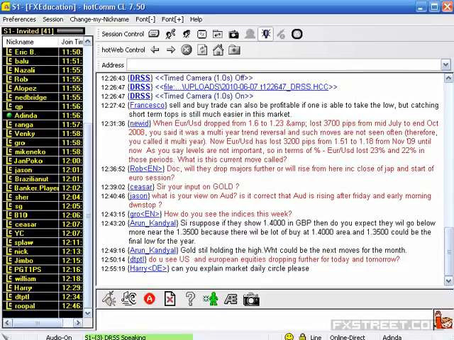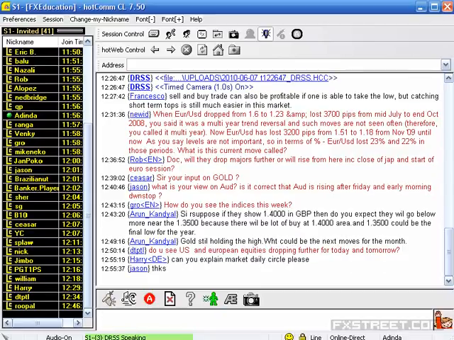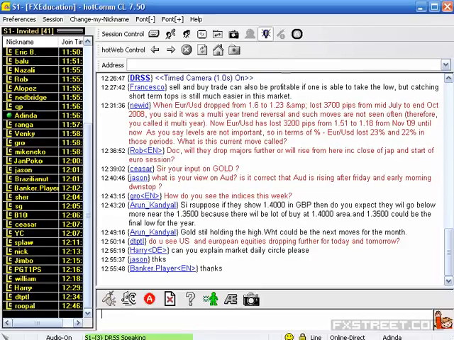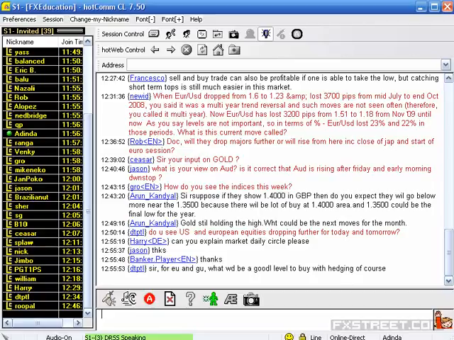Then Grow, how do you see the indices this week? I'm expecting the stock market to gain some levels till midweek and then subsequently drop again. Then Arun, suppose if they show 1.40 in GBP, then do we expect that it will go below 1.35, because there will be a lot of buys at the 1.40 area and 1.35? Could it be the final low for the year?